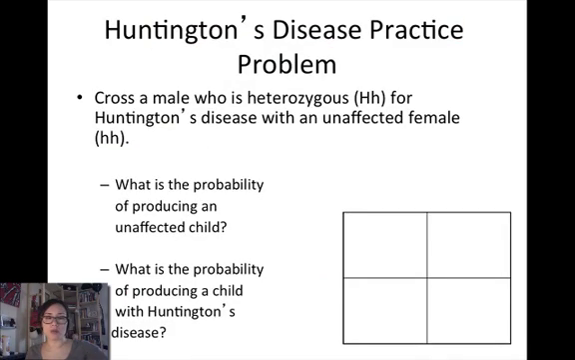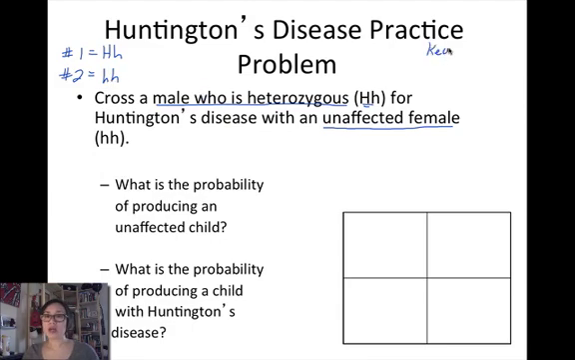Here's our word problem. If we look here, it says that we want to cross a male who is heterozygous for Huntington's disease. Remember, if you're heterozygous, you have the disease if it's dominant because you have at least one capital letter. We're crossing him with a person who is unaffected. And if you're unaffected, it means you have to be homozygous recessive. So I have my two parents here. Parent number one is going to be big H, little h, so heterozygous, and they have it. Parent number two is unaffected, so they're going to be little h, little h, because this is a dominant disease.